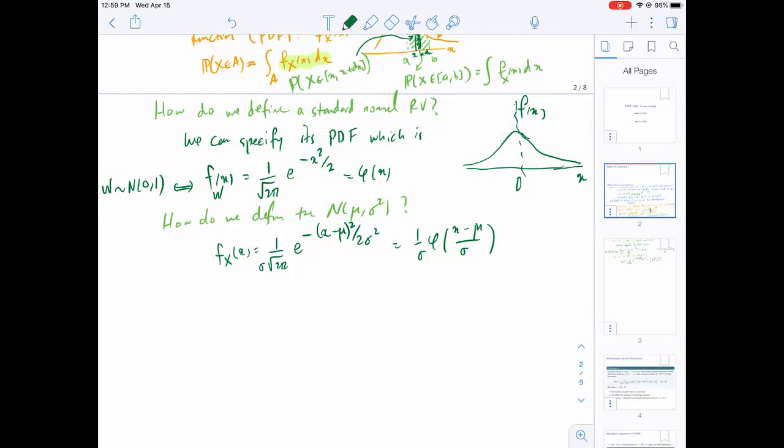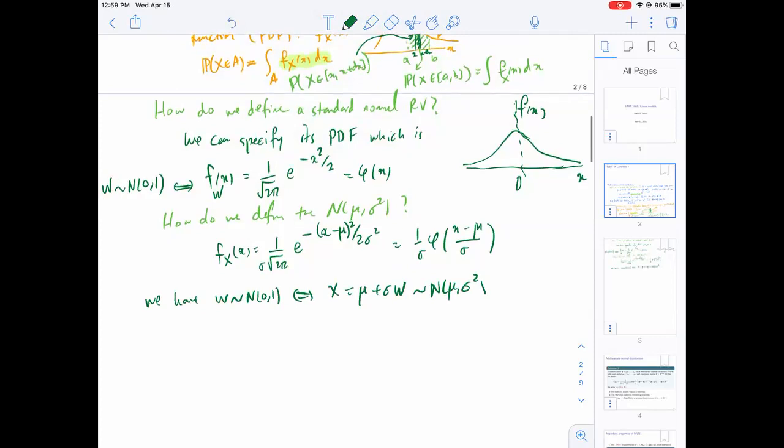We can define, let's say, W is normal(0, 1) if and only if X, which is mu plus sigma times W, is normal with mean mu and variance sigma squared. So I can add this mu as a shift and scale with sigma, and I can get the general normal distribution from a standard normal.